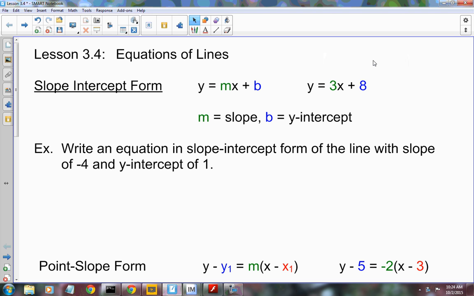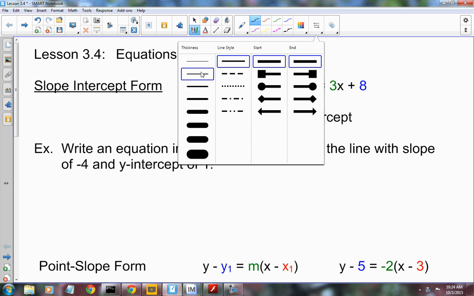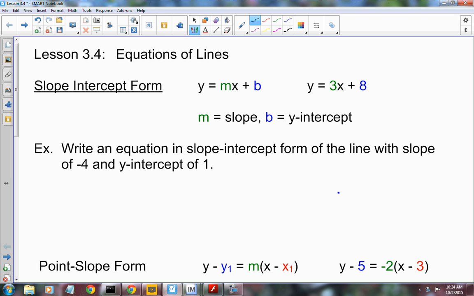Today we're going to be studying equations of lines. And there's several different forms for the equation of a line. You have your standard form, which we won't talk about too much today, but it is important. And your standard form is your ax plus your by equals your c.